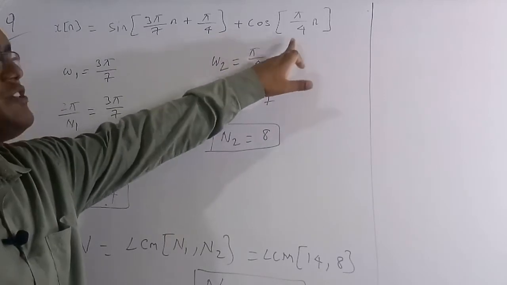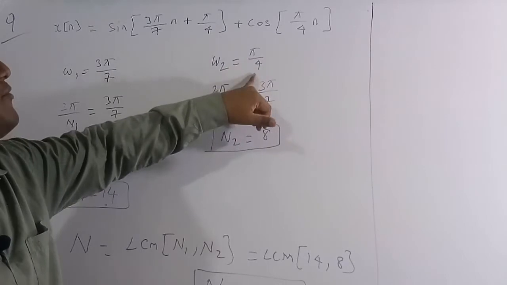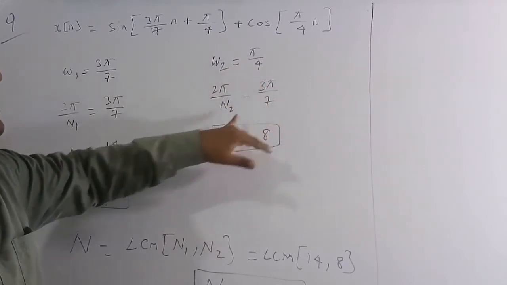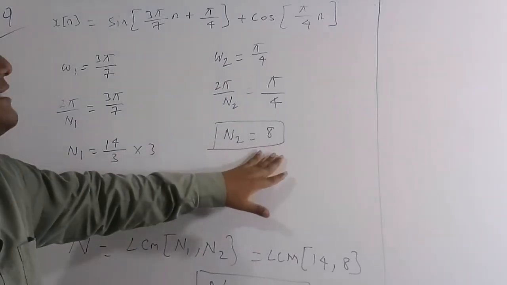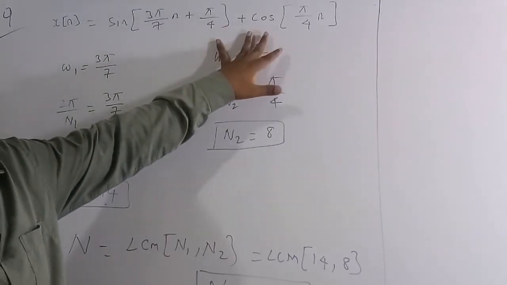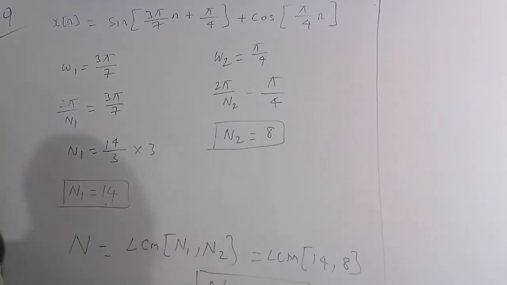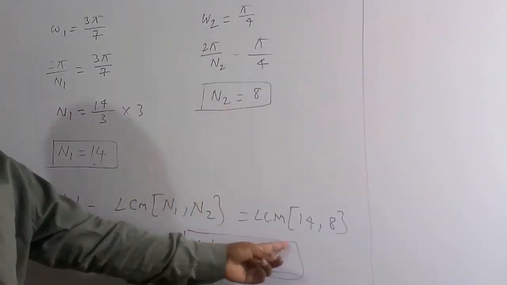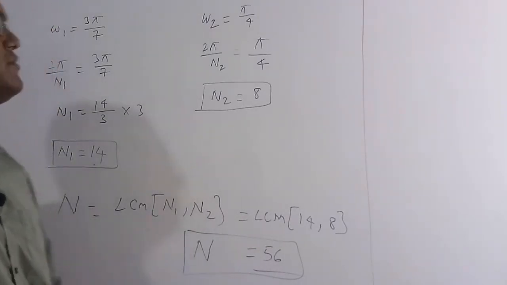Similarly for the cos function, we need to find the period. For cos omega 2 n, omega 2 is equal to pi by 4. So 2 pi by n2 is equal to pi by 4, and if you solve this, we get 8. So we can conclude that 8 is the period of this cos function and 14 is the period of the sine function. If you add two signals, then the net period will be the LCM of the two function periods, n1 and n2. So n1 is 14 and n2 is 8, and if you do the LCM, we get 56. So we can conclude that 56 is the period of this function.